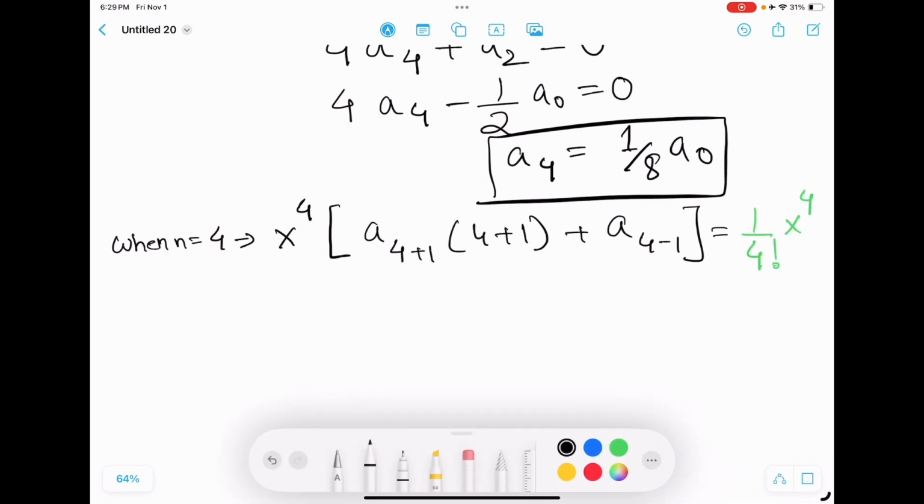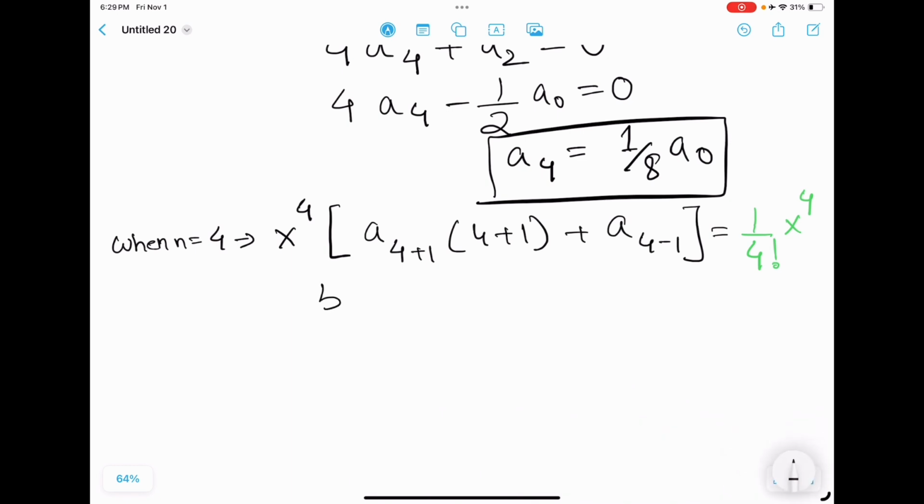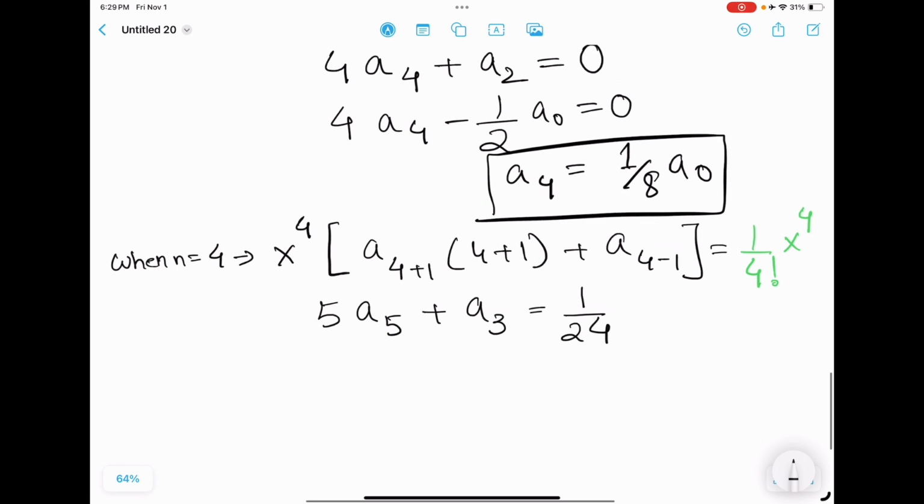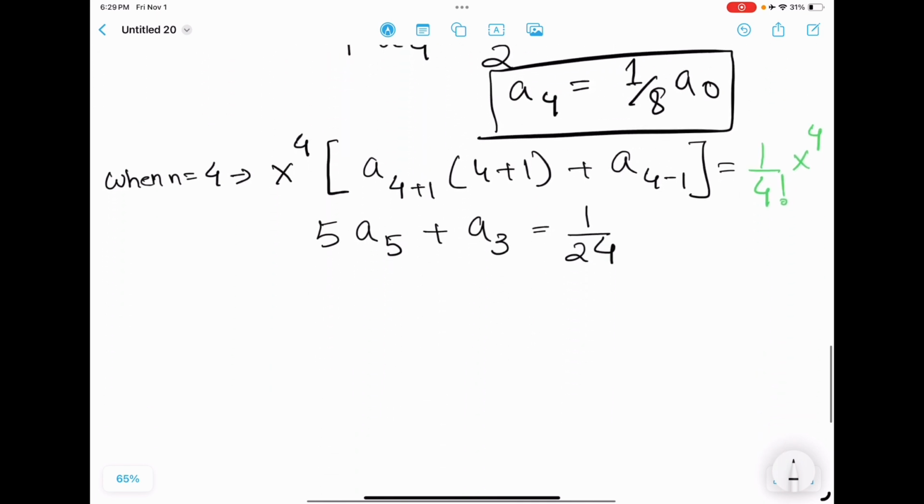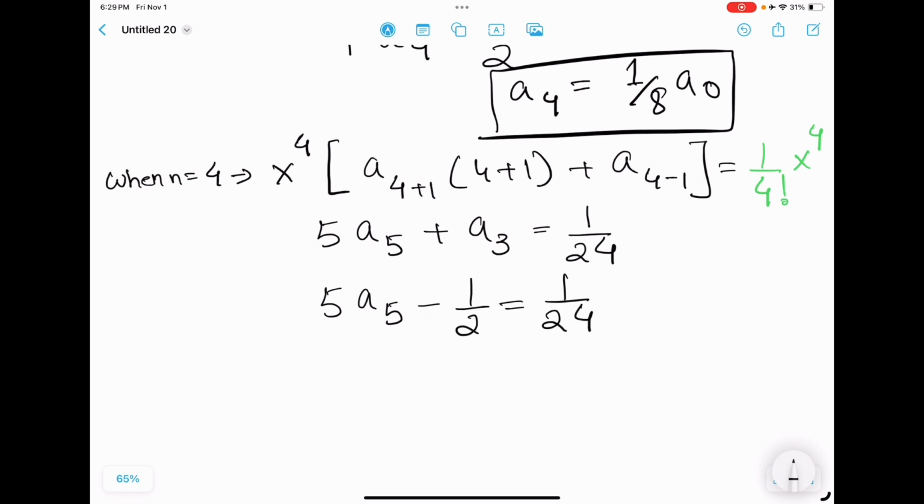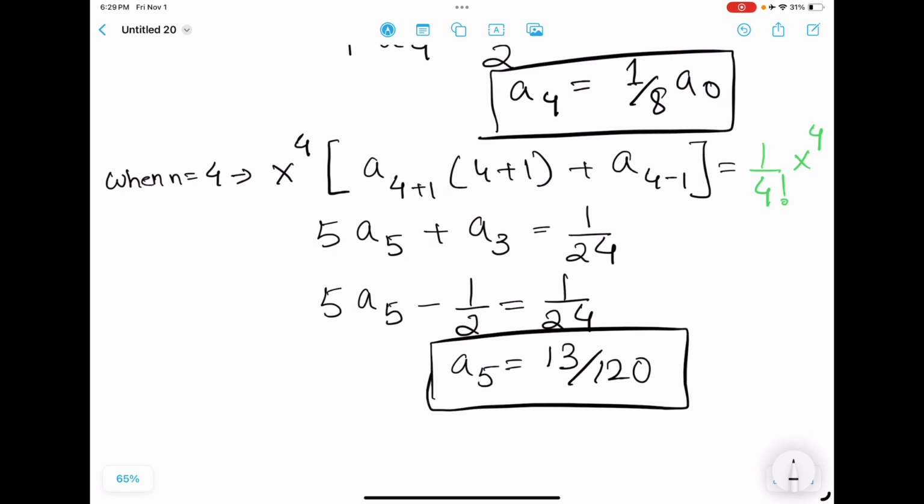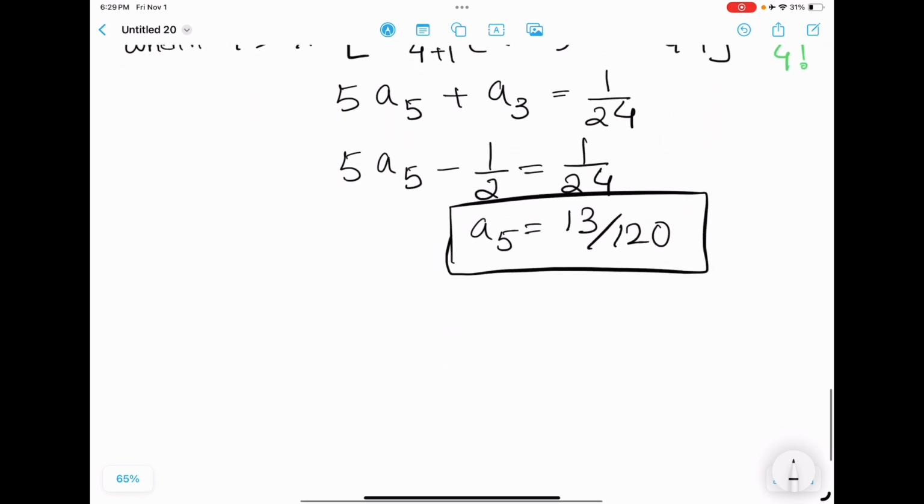Now taking out my x to the 4s and simplifying this, I have 5 times a sub 5 plus a sub 3 equals 1 by 4 factorial, which is 24. And I already know what the value of my a sub 3 is, which is negative half. So just plugging in that value over here, I have 5 a sub 5, and then I have negative half equals 1 by 24. And then doing some algebra, I can find my value of a sub 5, which is 13 by 120. Okay, and this is the value for my a sub 5. So now I have the coefficients for 5 terms, all right?